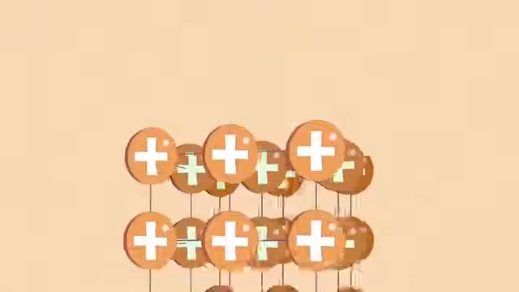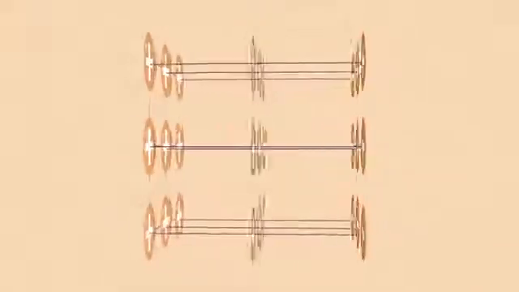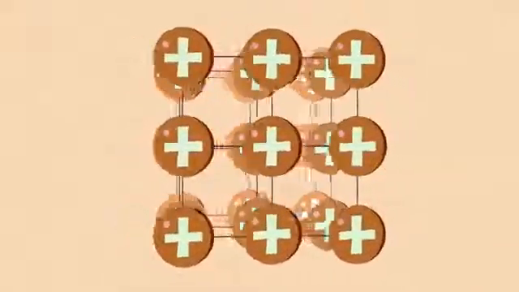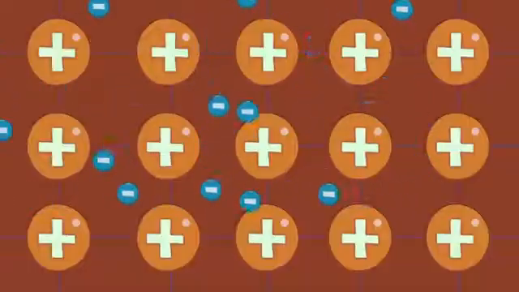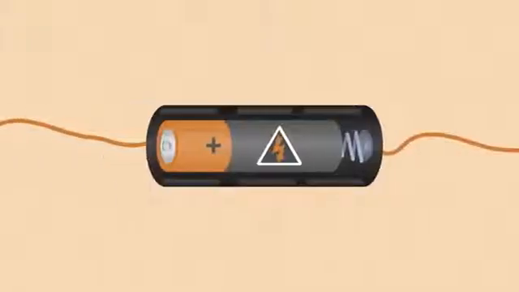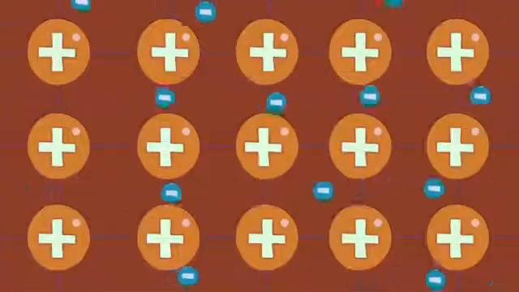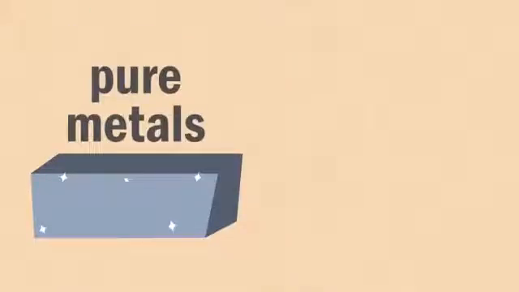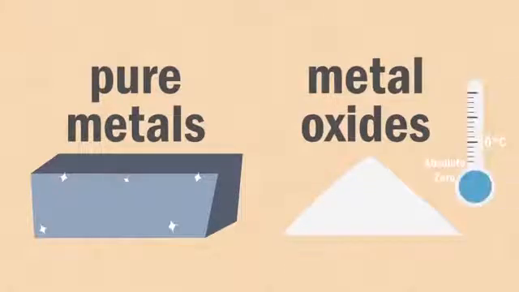In summary, metals contain lattices of positively charged ions. The electrons are loosely held and are free to move between the metal atoms. When a voltage is applied, a current is able to flow. Some materials, like pure metals and some metal oxides, when supercooled, are exceptionally good conductors.